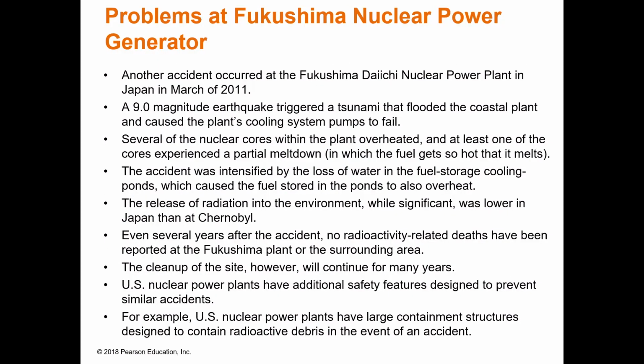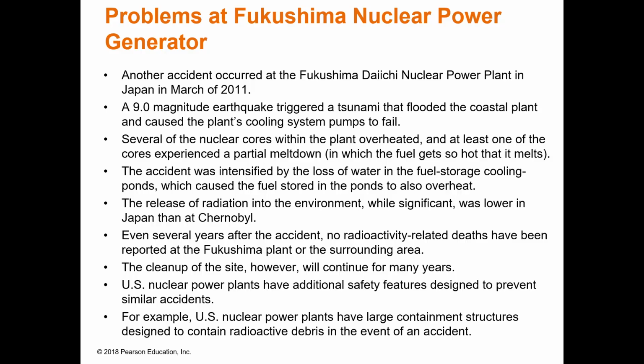Now fast forward to 2011 in Japan. A 9.0 earthquake triggered a tsunami that flooded the Fukushima Daiichi nuclear power plant. The cooling pumps failed. Without cooling, the reactors overheated, and at least one experienced a partial meltdown, meaning the fuel rods got so hot they started to melt. Although the radiation release was significant, it was lower than Chernobyl, and thanks to better emergency systems, no radiation-related deaths have been reported.